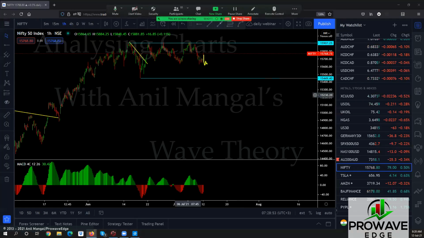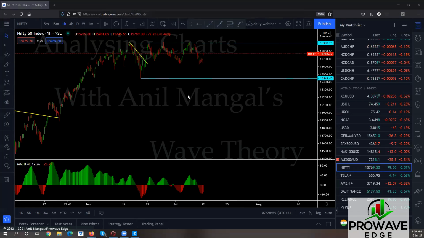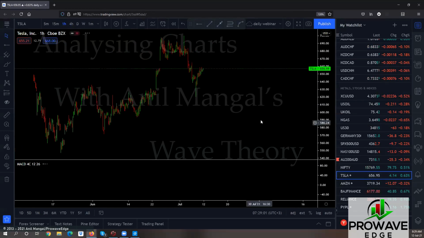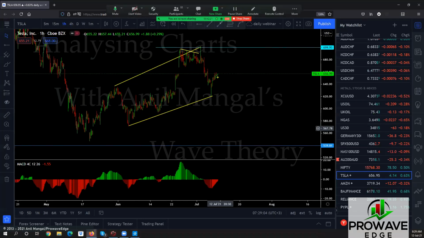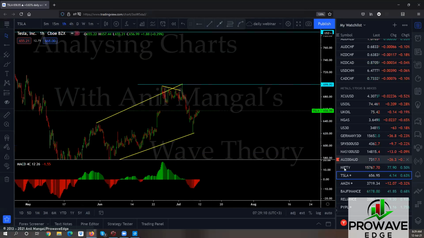So we're expecting this to come here and then we'll see if it goes up. That would be the pattern. Tesla, still in correction, and there's a good chance that this one will work its way up some more here and then we'll come down. So you can look for buy setups.